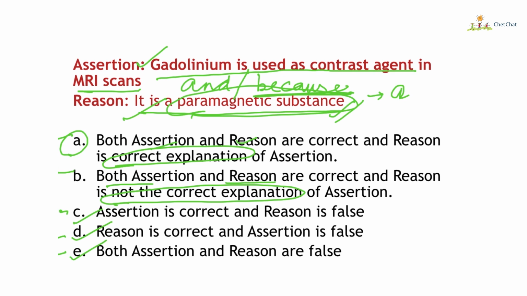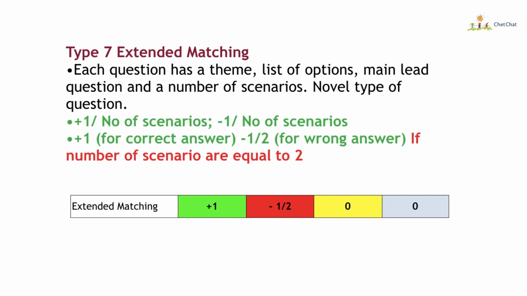If you are unable to fit in a because and it just goes with an and, then the answer is B. This is just a simple trick. When you are having problems, just try to put in this through. If you can fit a because between the two, it is A. If you cannot fit it and only and is going, or both statements are correct, then you go for B as the answer. Final question is extended matching.